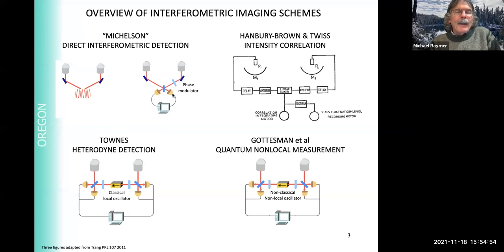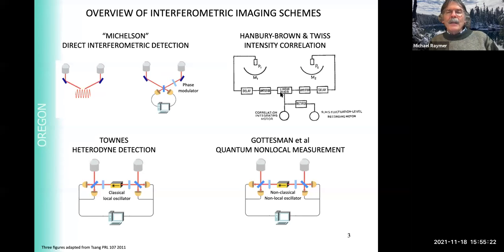Or you can also do it this way with a 50-50 beam splitter, where you combine the paths on a beam splitter and look at just 2 detectors instead of spatially resolving and scanning this interference pattern. Well, 30 or 40 years after that, Hanbury Brown and Twiss did this famous experiment where they had 2 telescopes and 2 photomultiplier tubes, and they collected light from 2 mirrors.